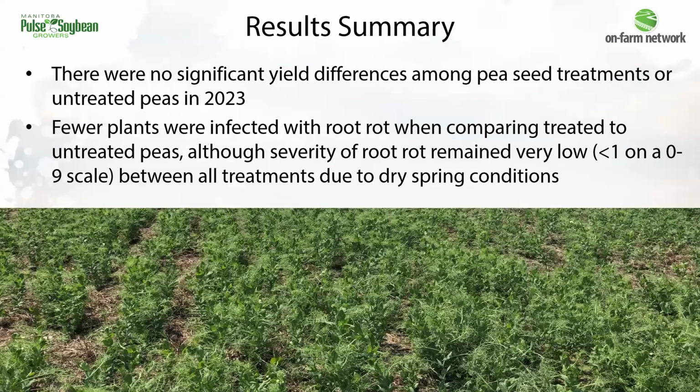So in summary, we saw no change in yield in 2023 between treated pea seeds versus untreated pea seed. However, fewer plants were infected with root rot when comparing treated to untreated peas. So to make informed seed treatment decisions on your farm, evaluate the risk of specific insect and disease pests on a field by field basis.